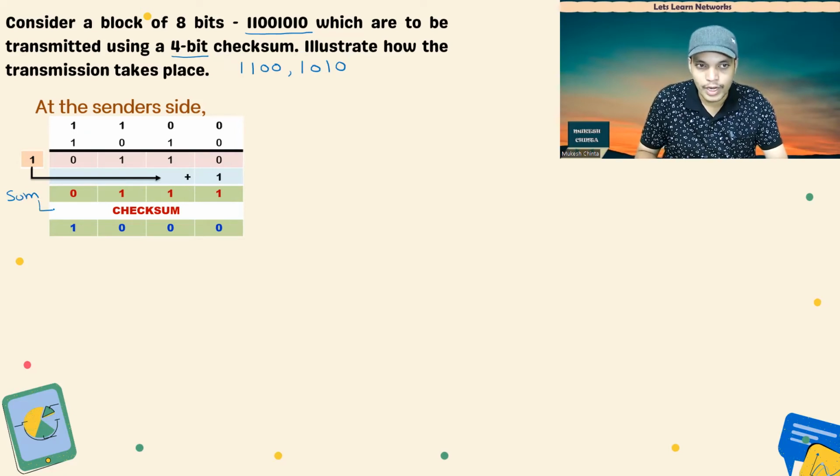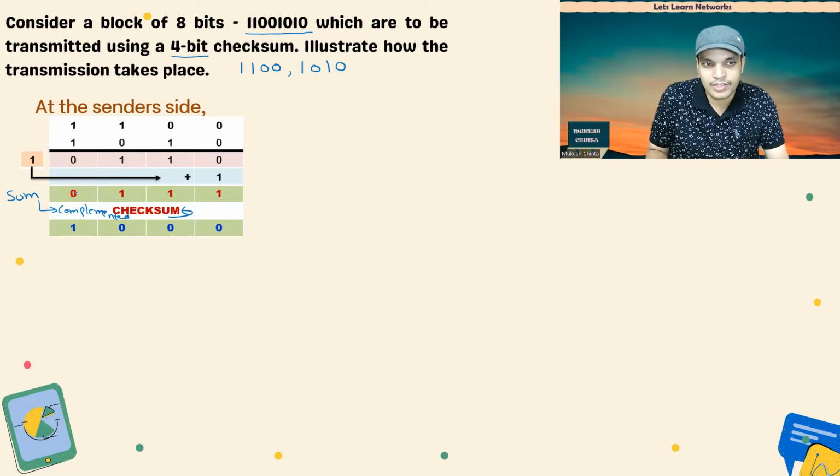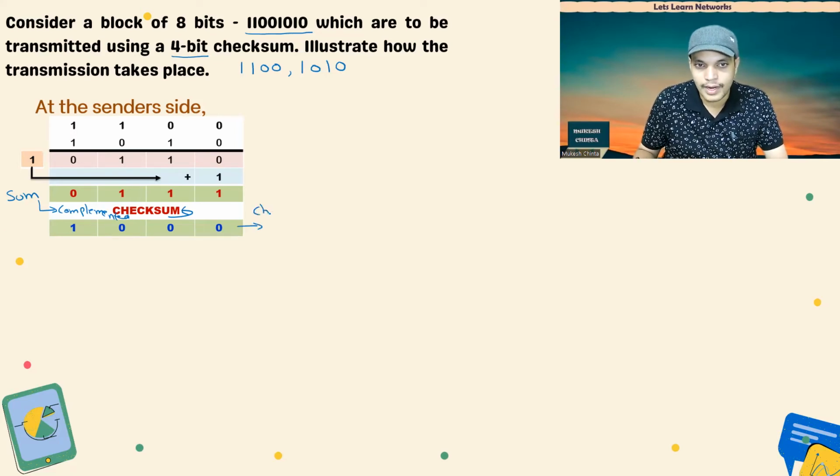And this sum should be complemented, right? Complemented to get the checksum. So this checksum is obtained after complementing this. How do I complement? If it is a 0, simply put a 1 there. If it is a 1, simply write a 0. So this is your checksum. This is the checksum that I got.